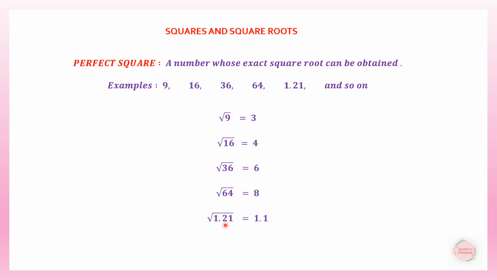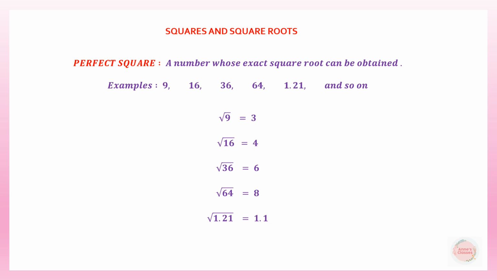Square root of 1.21, see, it's a decimal number, but even that has a square root. 1.1 into 1.1 will give us 1.21. So the square root of 1.21 is 1.1. So such numbers like 9, 16, 36, 64 and 1.21 are called perfect squares because we can get their exact square root.